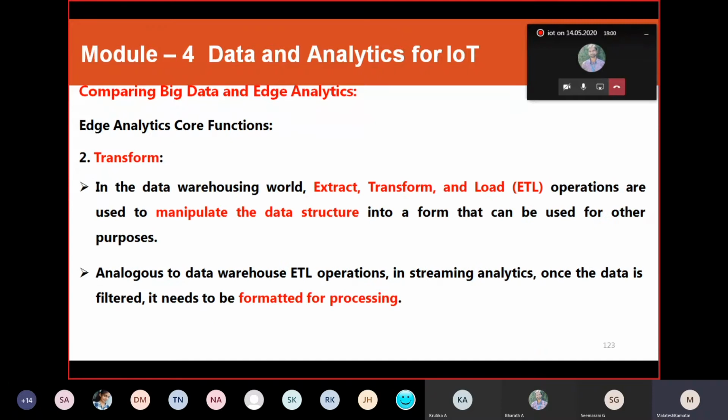The second function of this APU is transform. After we filter, in data warehousing we use the term ETL operations, extract, transform, load. They are used to manipulate the data structure into a form that can be used for other purposes. So we do it next. We will transform it into the next stages for further processing. Analogous to data warehouse ETL operations, in streaming analytics, once the data is filtered, it needs to be formatted for processing. We have to format the data definitely after filtering, so it is formatted for the next step, which is processing.